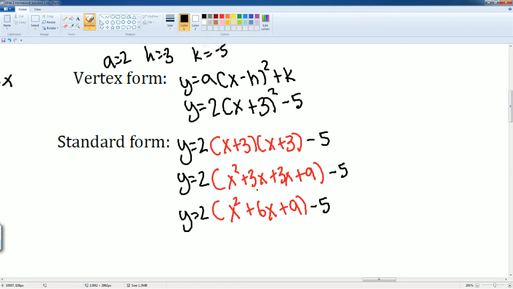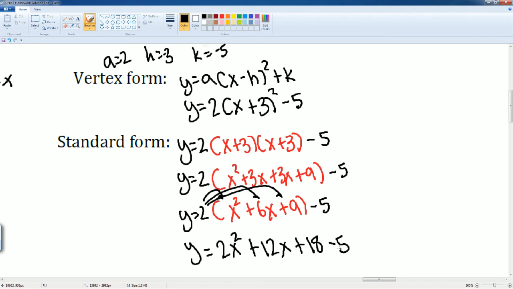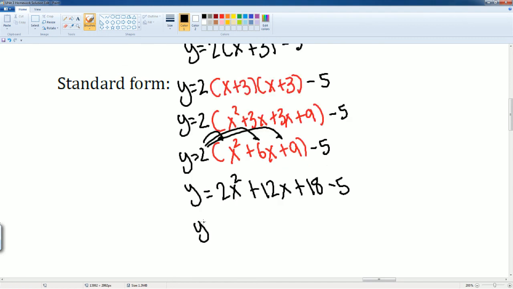Okay. I'm just FOILing here or just distributing. Now I can distribute that 2 in. Do you see that 2? It's going to be distributed in. Do not subtract the 5 from it. That 2 is still in front. So it's 2x squared plus 12x plus 18. Now you have that minus 5. So it should be y equals 2x squared plus 12x plus 13.